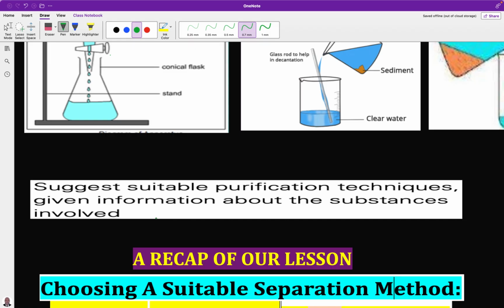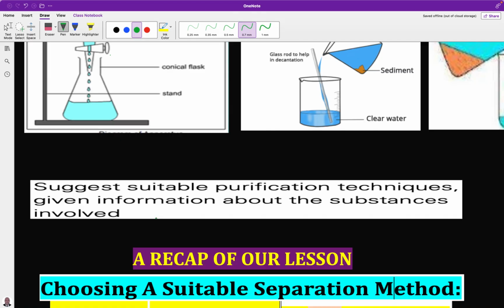Now we go to the next section of our separation techniques. If you are given information about a particular substance, and the examiner asks you to suggest suitable purification techniques, you have a number of techniques in your brain. You have to choose a suitable method given the information. So learners should know the substances, know information about them, and know suitable methods or techniques that can be used in their separation.